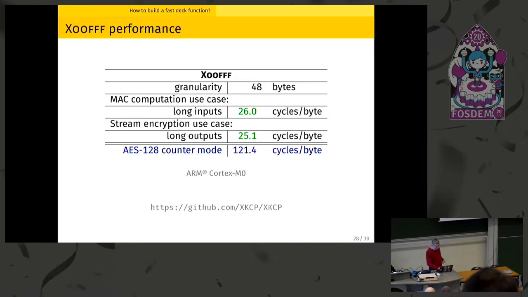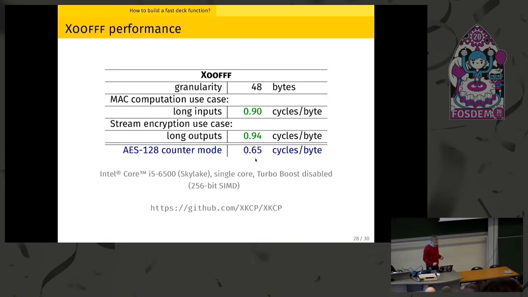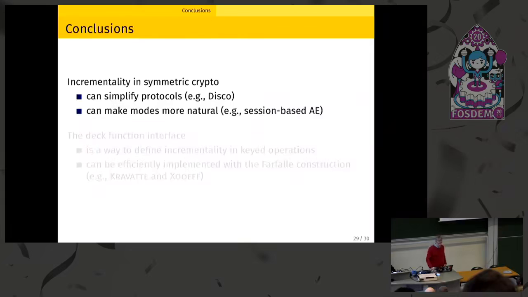So concretely, on the Cortex-M0 processor, that's a fairly small one, it's about 4 to 5 times faster than the AES, and about the same ratio for Cortex-M3. On Skylake, it's slightly slower than the AES in counter mode, but if you have access to the new AVX-512 instructions, then it again becomes faster than the AES in counter mode, again using general purpose instructions. So that's all I wanted to say.